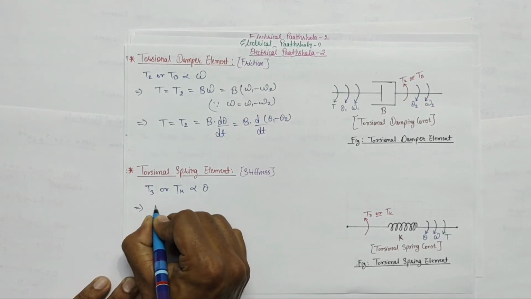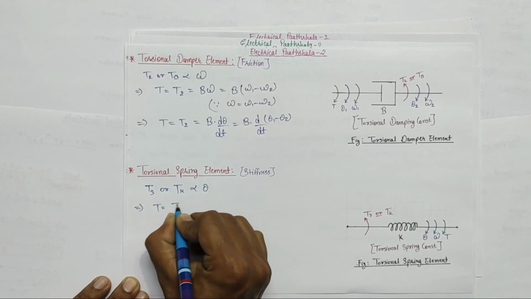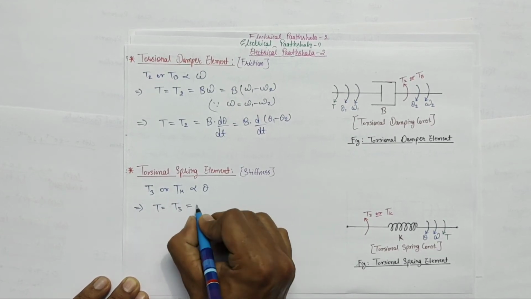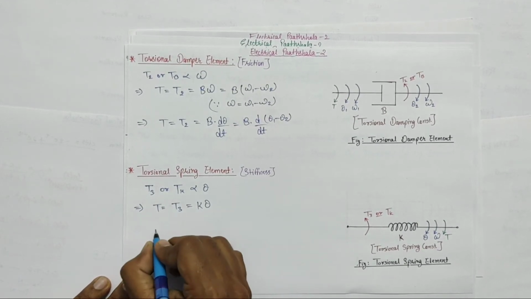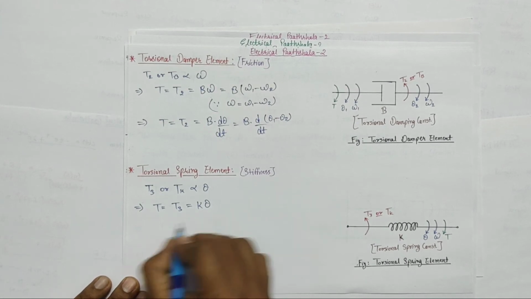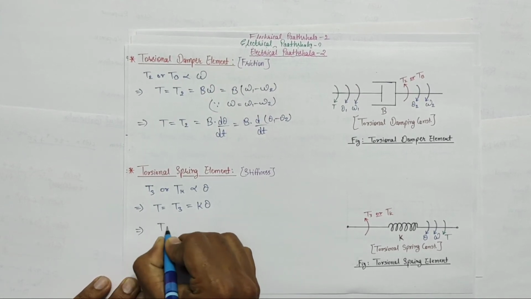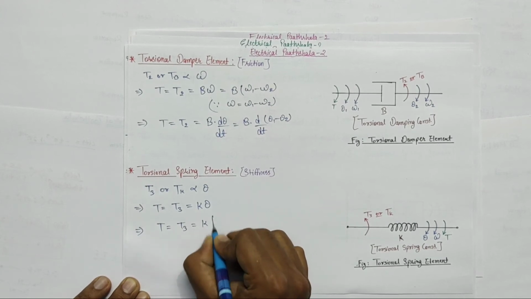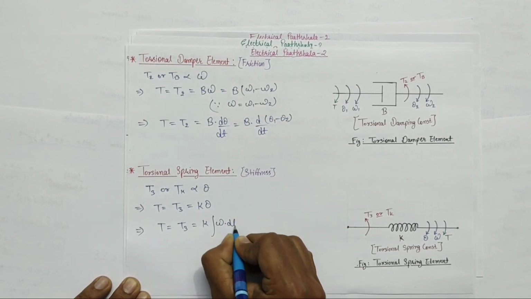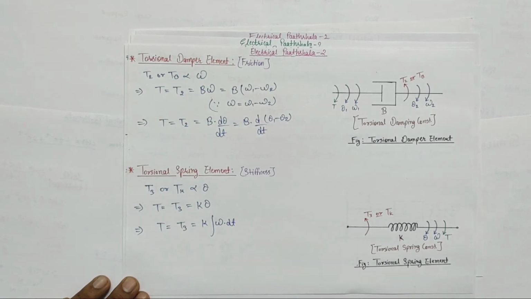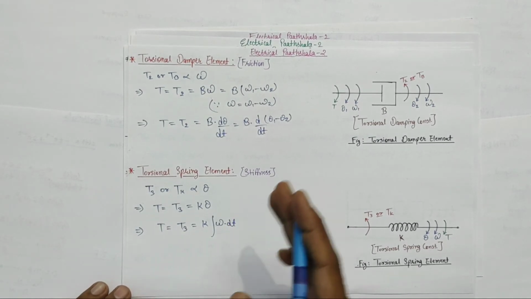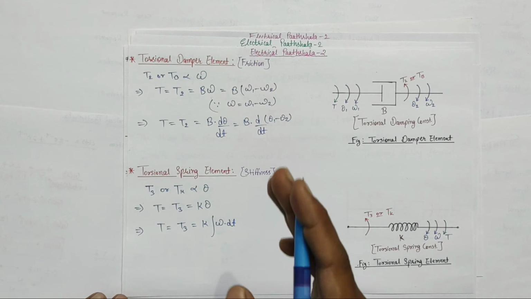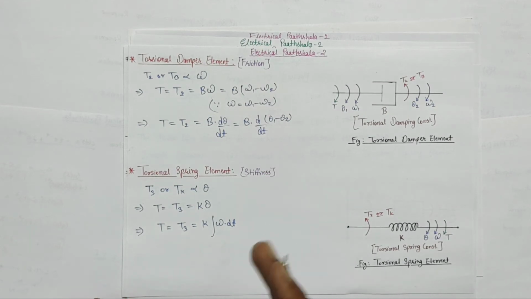As the other two elements are not present here, we can write T is equal to T3 is equal to K into theta in terms of angular displacement, and in terms of angular velocity we can write it as T is equal to T3 is equal to K into the integral of omega dt. So these are the three basic elements for mechanical rotational systems and the resisting torques due to these elements.